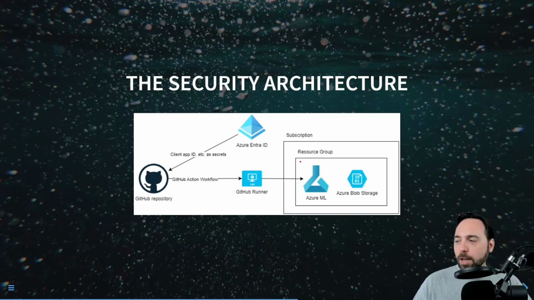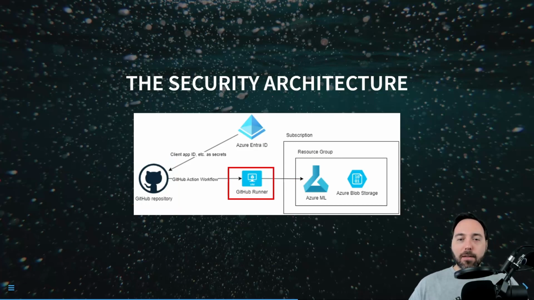We just need to focus on, I've got Azure ML, and I would like to store my code in a GitHub repository. So we've got our code in a repo, and then ultimately, I want to be able to execute this code in Azure ML. Our intermediary is a GitHub runner.